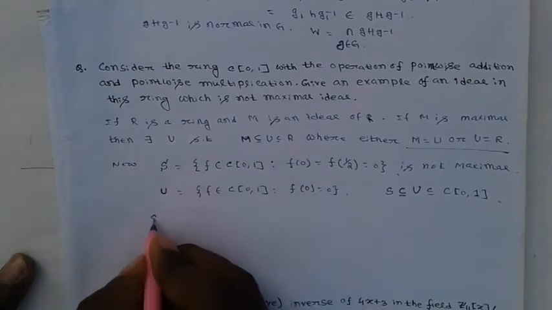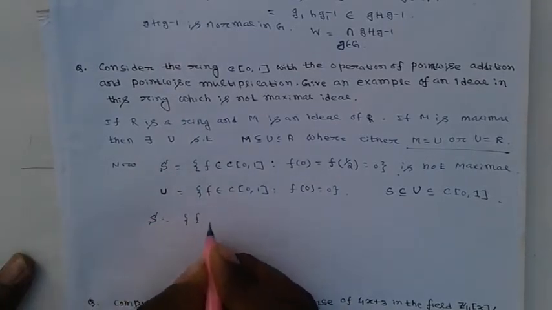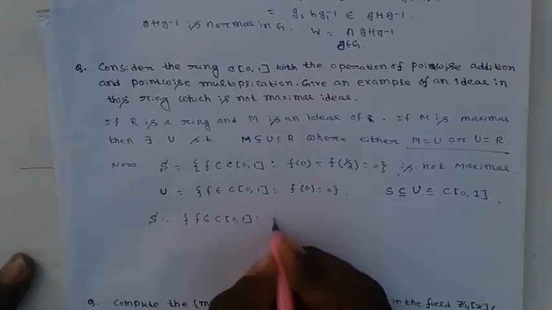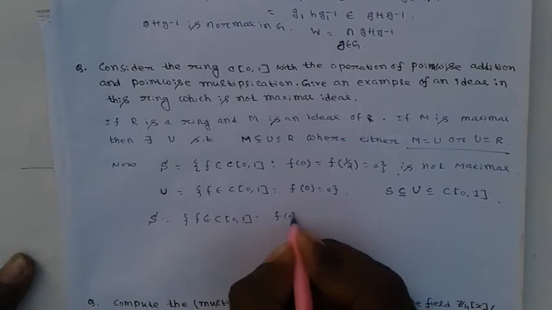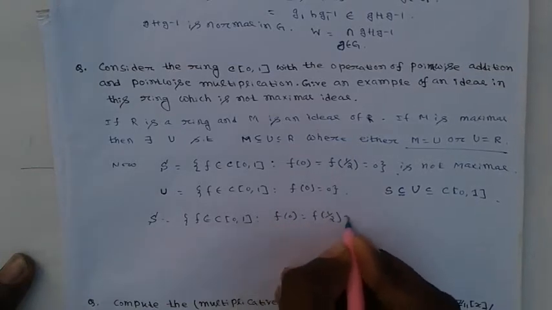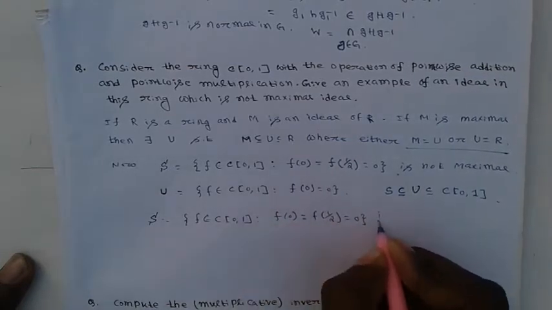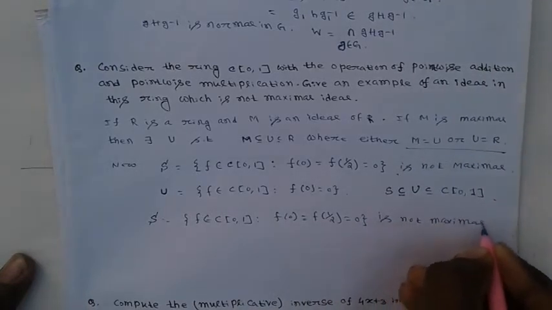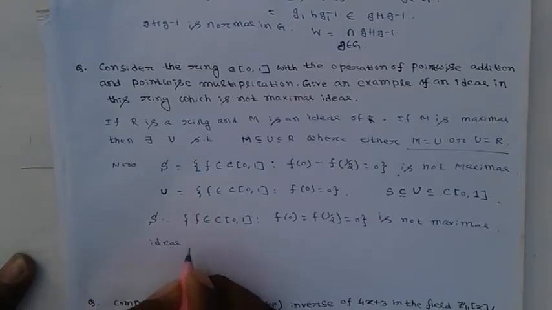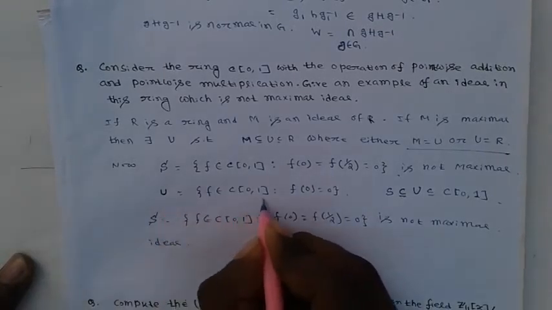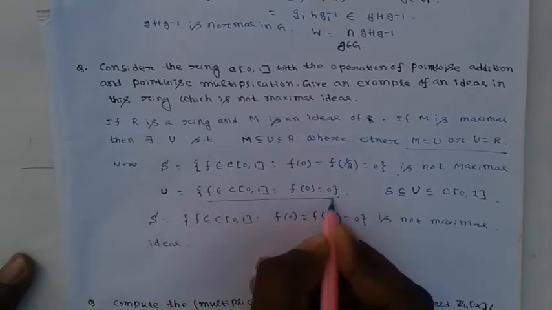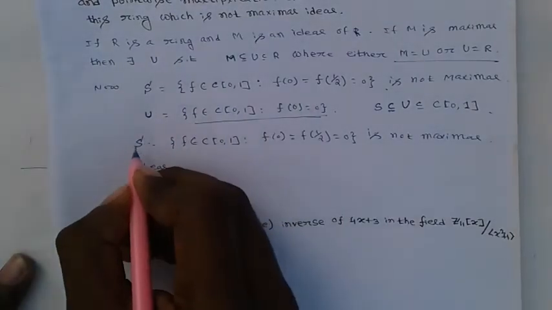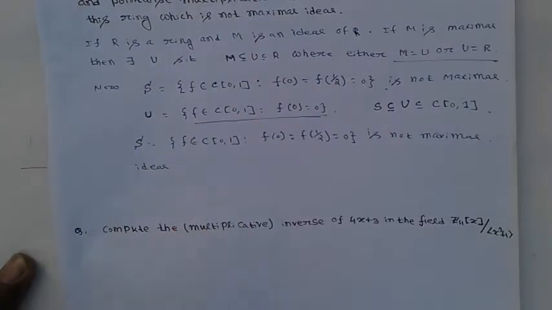So S equal to f belonging to C[0,1] such that f(0) equals f(1) equals 0 is not a maximal ideal, but this is a maximal ideal. You prove it yourself. But S is not a maximal ideal because S belongs to this ideal.